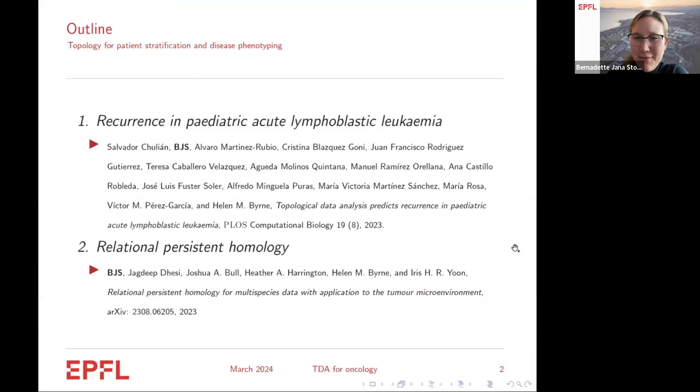So in my talk, I would like to highlight two recent applications of TDA to data from oncology. The first one being looking at recurrence in paediatric acute lymphoblastic leukemia. This is a collaboration with, among others, Salvador, Victor, and Helen. And we published this in PLOS Comp Bio last year. And then in the second part of the talk, I would like to showcase two methods that can encode relations in multi-species data, as it is common in biology these days, with applications to the tumor microenvironment.